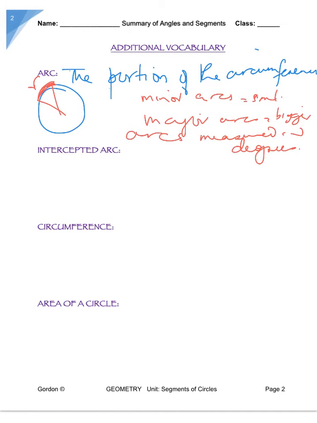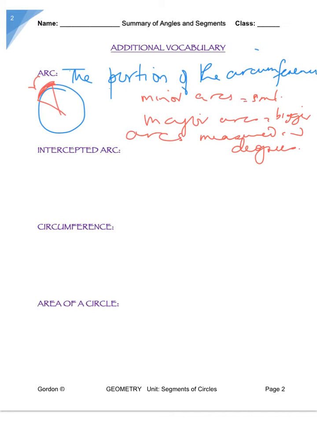You have minor arcs. So a minor arc would be this portion here. Then you have major arcs, which is a bigger portion. Minor arcs are small arcs. Major arcs are bigger. Arcs are measured in degrees. Alright, so you could go ahead and make note of that.